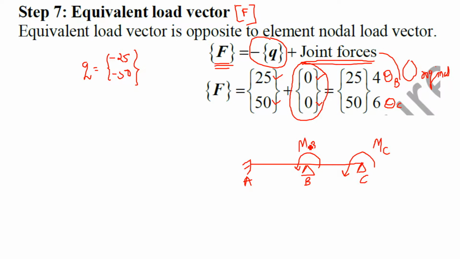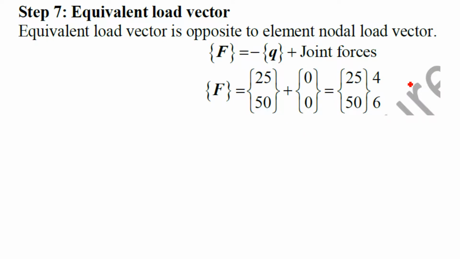Please make a note, if any external moment is acting, that moment we have to consider here. With proper sign convention, anti-clockwise is positive and clockwise is negative. Since there is no moment here, it is 0, 0. So the final answer for capital F, the equivalent load vector, is 25 and 50, which corresponds to 4, meaning theta b, and 6, meaning theta c.